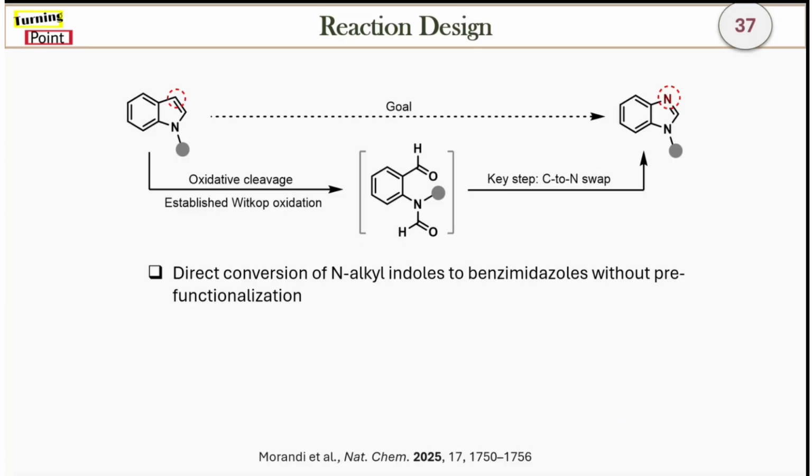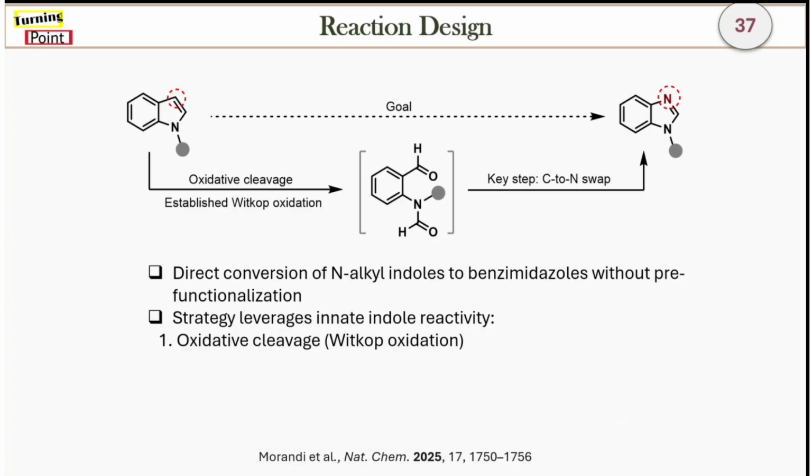To develop this strategy, they started using the inherent property of indole. Indole is very prone to oxidation. So in this strategy, they thought they would use the first step as oxidative cleavage through Witkop oxidation, which will lead to the formation of this Witkop-type dicarbonyl intermediate, which will then go to oxidative amidation, followed by a Hofmann-type rearrangement.